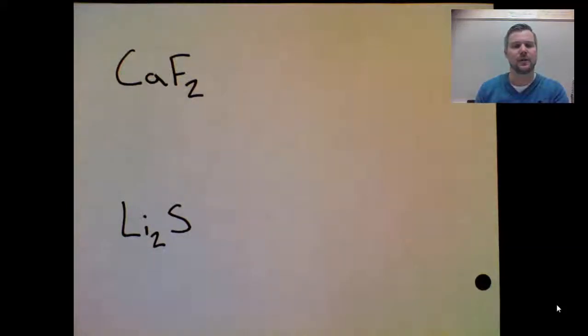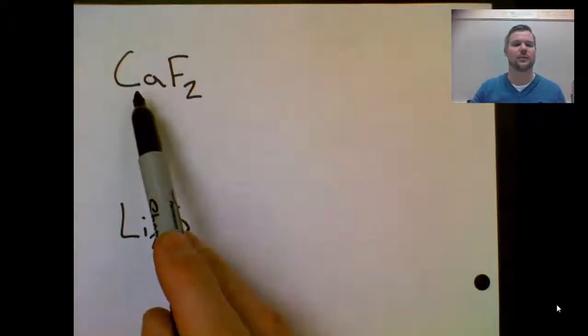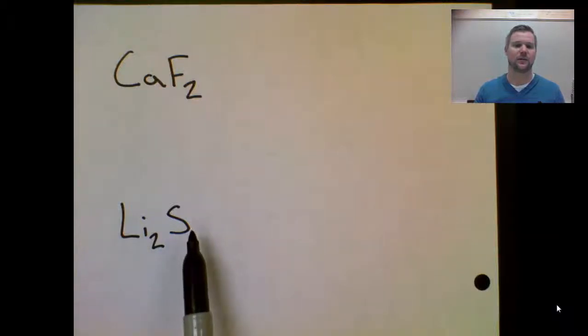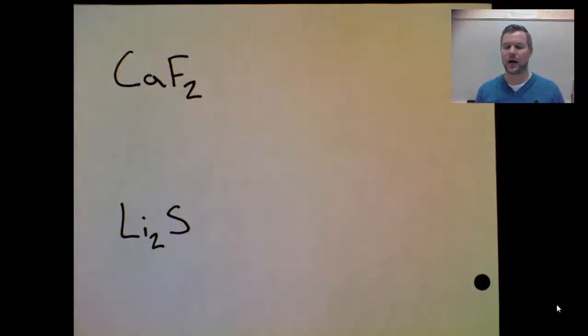Here are going to be some examples of how to draw Lewis structures for both covalent and ionic substances. We will begin with some ionic substances. I know these are ionic because calcium is a metal, fluorine's a nonmetal, lithium's a metal, sulfur's a nonmetal, making those ionic bonds. So ionic bonds are characterized by transferring of electrons. Our Lewis structures will show that transfer of electrons.